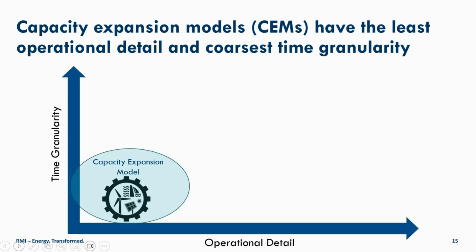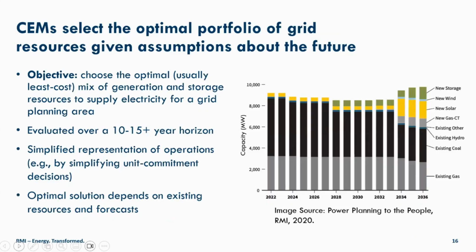So capacity expansion models have typically had the least operational detail and coarsest time granularity. And the reason for that is capacity expansion models are looking over the longest time horizon. They're looking at 10, 15, or even more years into the future to decide investment and retirement decisions. And their objective is to choose the optimal, typically least cost mix of generation, storage, energy efficiency, demand response, essentially to select resources to supply electricity for the grid planning area.